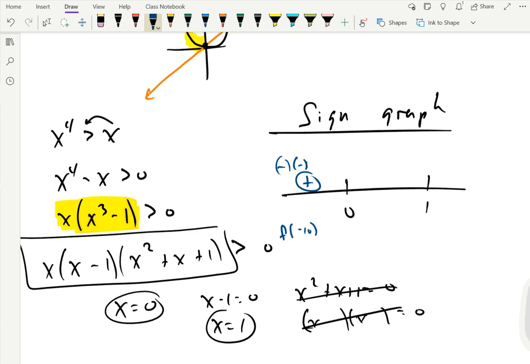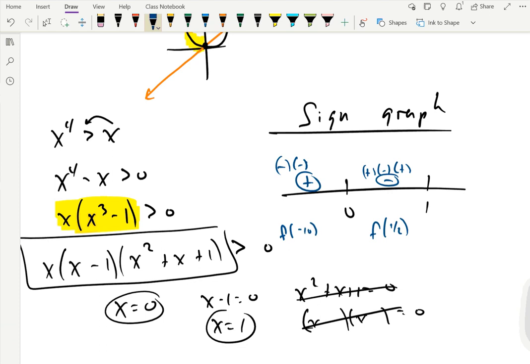Between 0 and 1, let's do maybe a half. So if I choose a half in here, let's choose this piece down in here. I've got a half, which is going to be positive. I've got a half minus 1, which is going to be negative a half, so that's negative. And over here, I've got a half squared plus a half plus 1. So everything's positive, all added together, so it's got to be positive. So we've got a positive times a negative, overall negative. Again, I'm really not concerned about the actual value. All I'm concerned about is is it positive or is it negative.